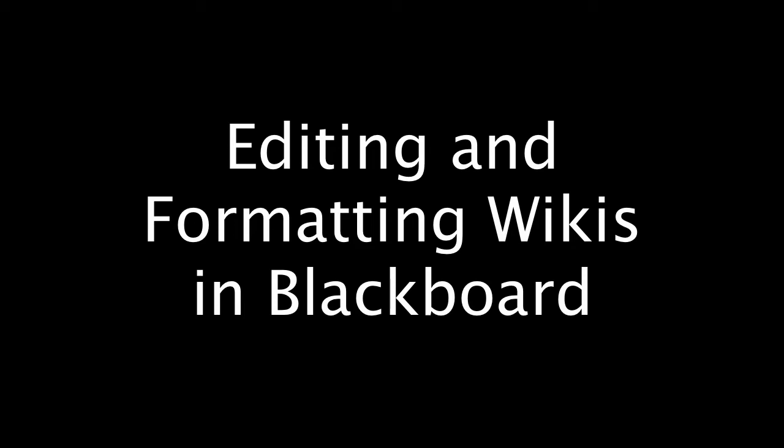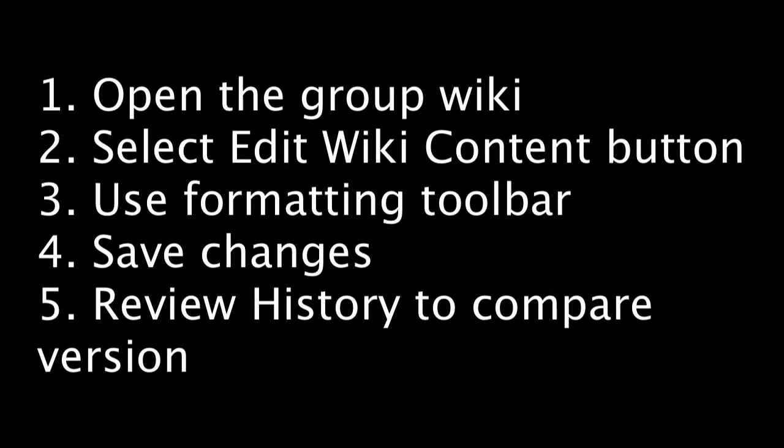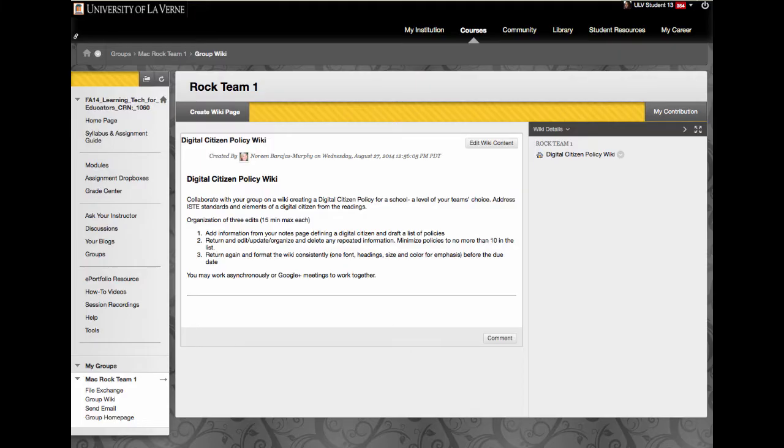There are several steps to adding and participating in a wiki, and I've listed some of them here for you. You basically need to find the wiki, edit, use the toolbar, save, and then there's a nice feature where you can review history. Let me show you how this actually looks in Blackboard.